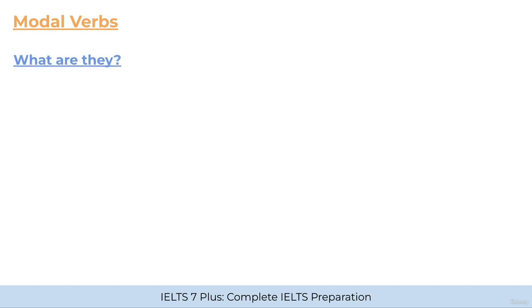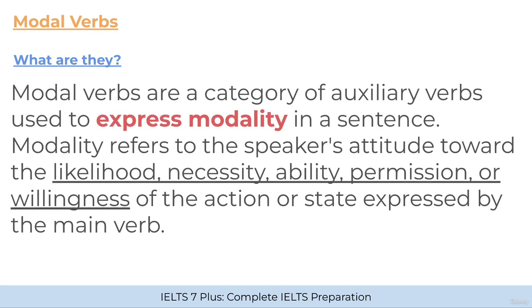Okay, so let's talk about modal verbs now. What are they? Well, they are a category of auxiliary verbs. So you can think about verbs as different umbrellas. You've got the overall large umbrella of verbs. Underneath that, you've got a smaller umbrella of auxiliary verbs. Under auxiliaries, you've got a smaller umbrella, yet again, of modal verbs. So they are counted as auxiliaries, so we can call them auxiliary verbs or modal verbs if we want to be more specific. And they express modality.